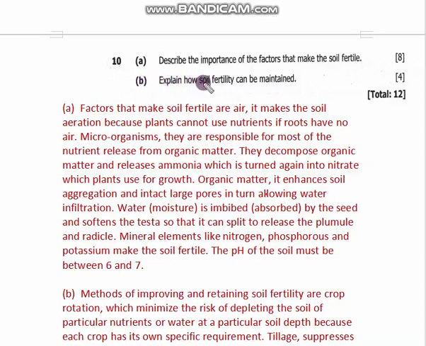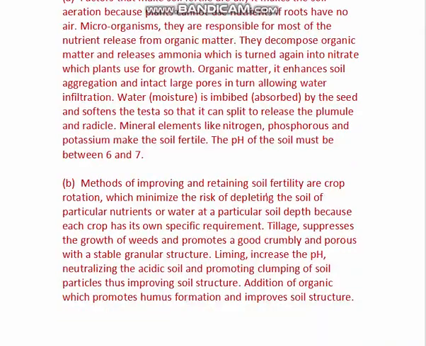Then B, explain how soil fertility can be maintained. So how can soil fertility be maintained? Methods of improving and retaining soil fertility are crop rotation, which minimizes the risk of depleting the soil of particular nutrients or water at a particular soil depth, because each crop has its own specific requirement. Tillage suppresses the growth of weeds and promotes a good soil structure with a stable granular structure.